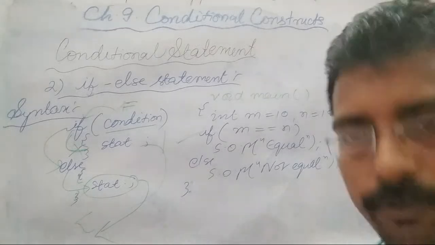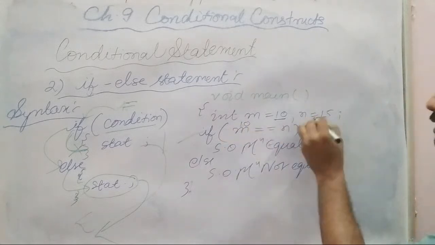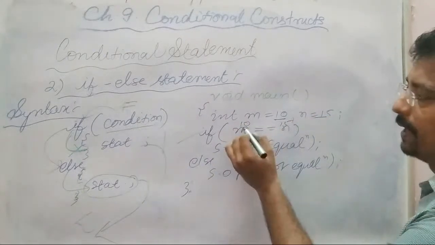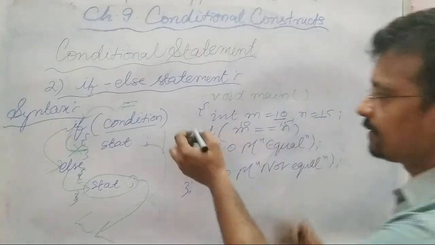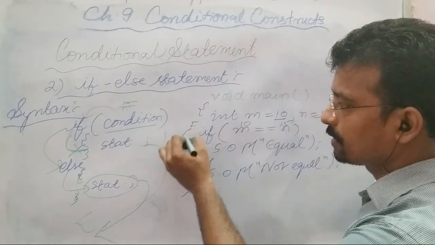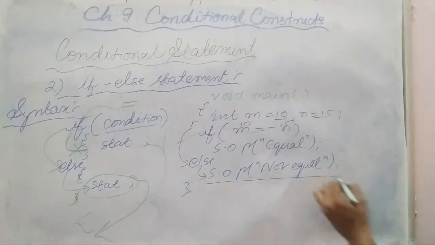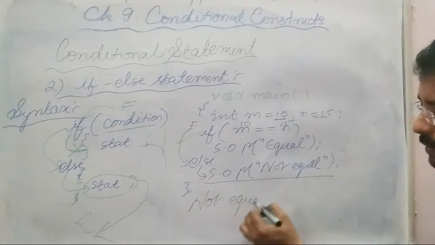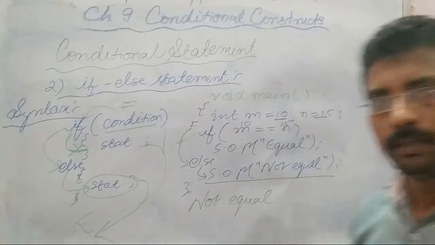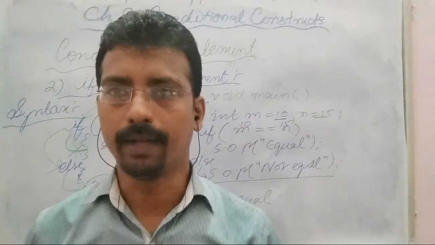Now see, proceed for execution. The value of m is called here. The value of n is called here. Now it is compared: 10 is exactly equal to 15? No, the answer comes false. Because of false, control will go to the else part, and else transfers the control to this statement. So your output will come: not equal. This way we use the if else program.